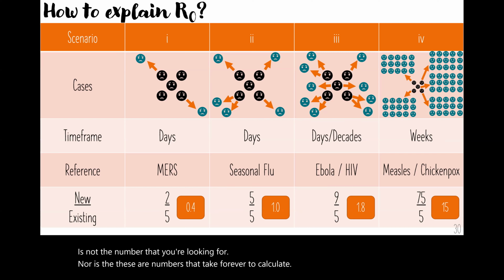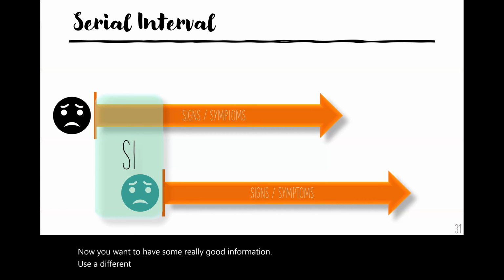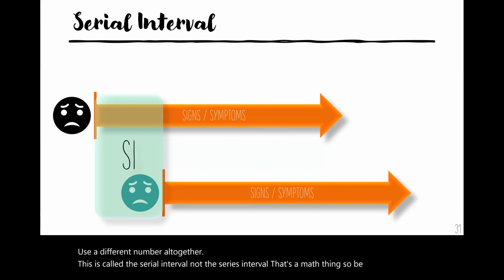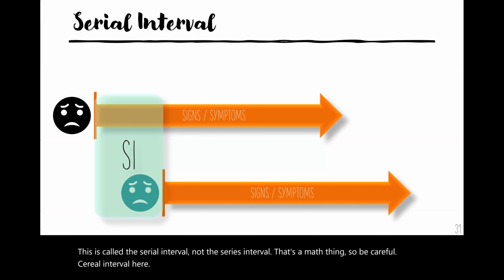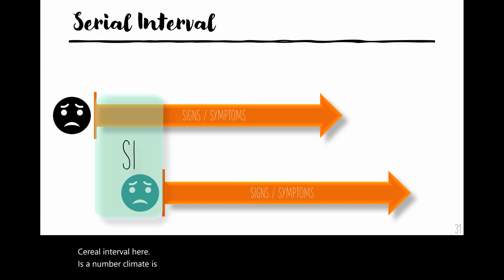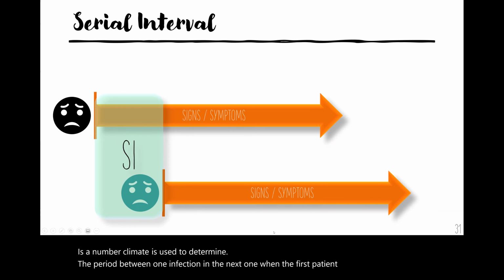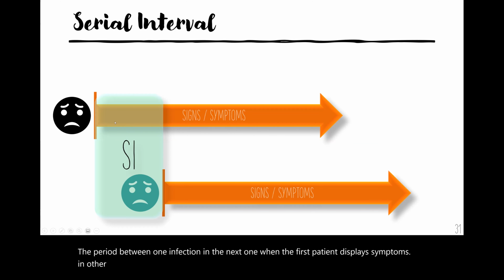Now, if you want to have some really good information, use a different number altogether. This is called the serial interval, not the series interval. That's a math thing, so be careful. The serial interval is a number used to determine the period between one infection and the next, when the first patient displays symptoms. In other words, what's the amount of time between the first person having symptoms and the second person having symptoms?